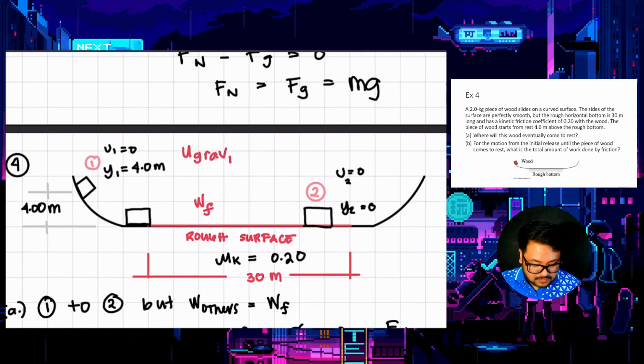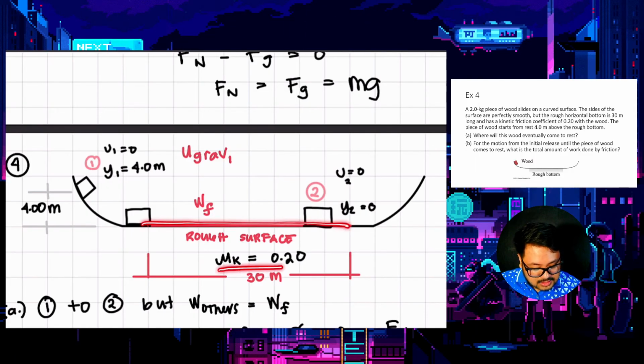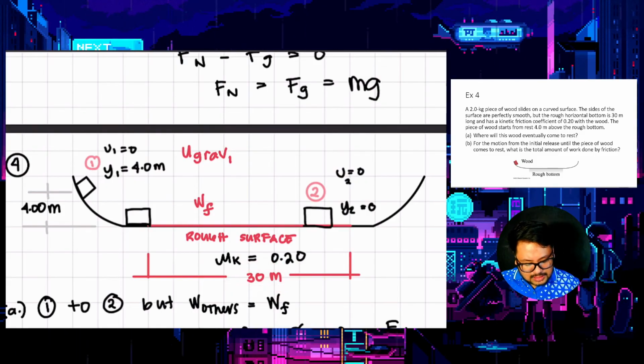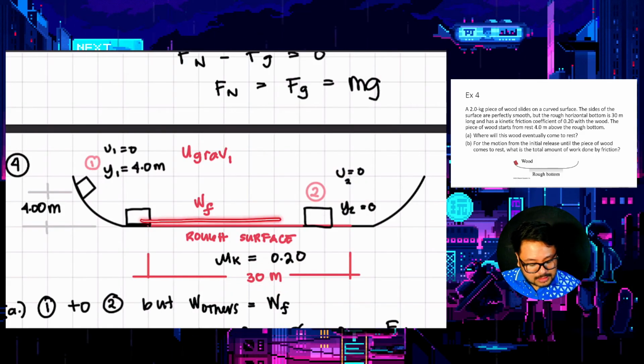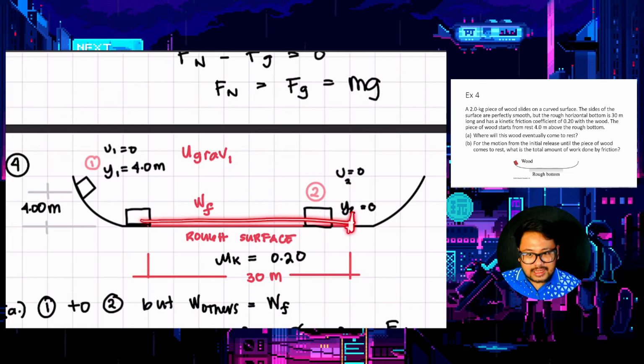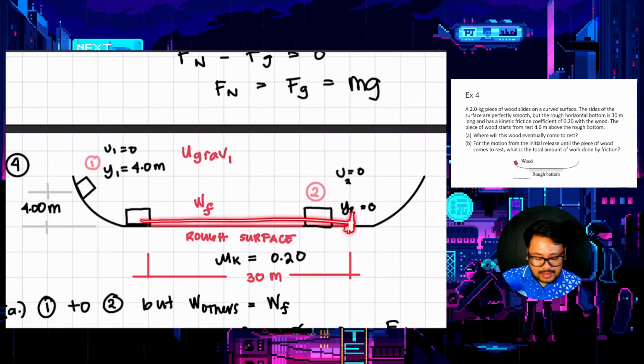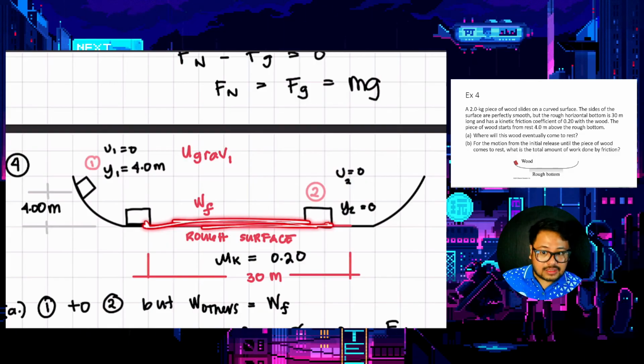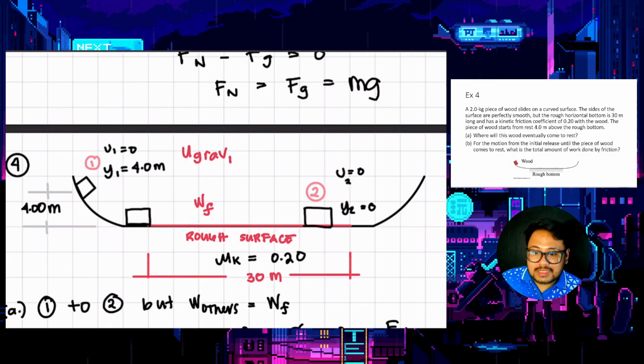So we have here the rough surface wherein mu k is just equal to 0.20. We will not be using this 30 meters. Why? Because it is not totally at that 30 meter end point that it will stop. We are asked where, from the initial point of our rough surface going anywhere to the right of the curved surface, it stops, and it is not 30 meters. So it must be something.